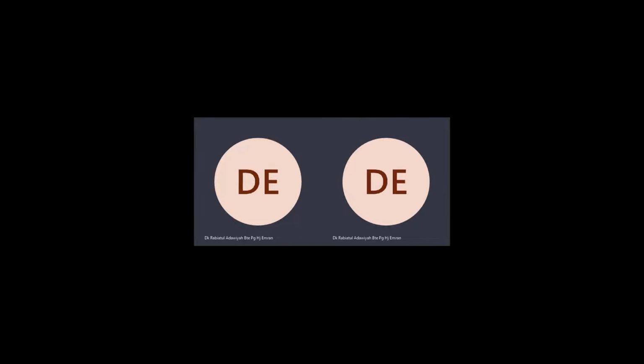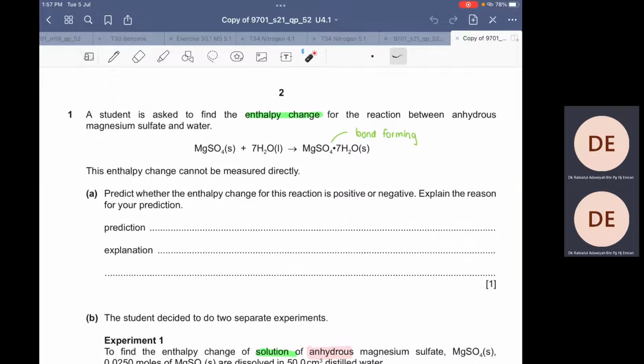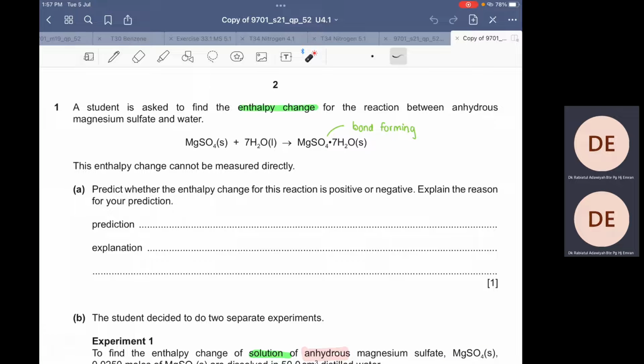Right, June 21, paper 52. So the first question, we are looking at the enthalpy change of the reaction between anhydrous magnesium sulfate.